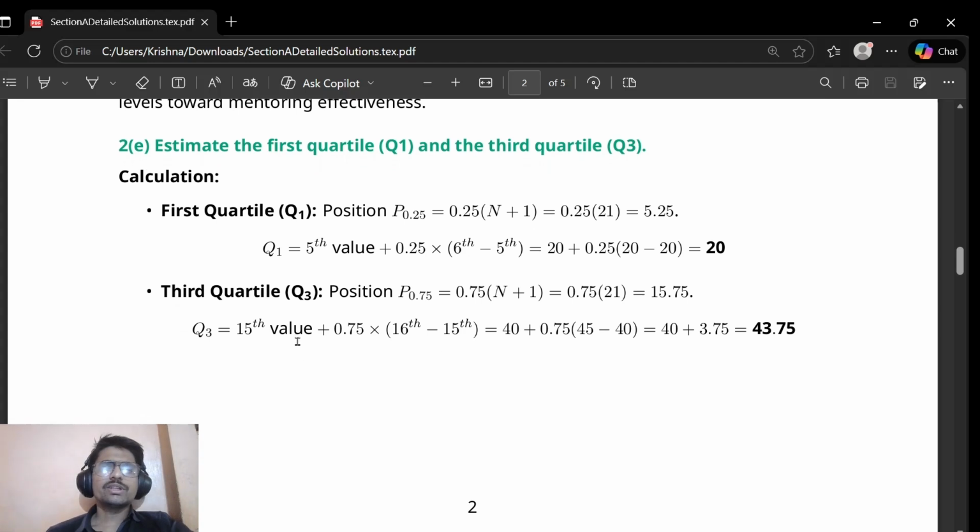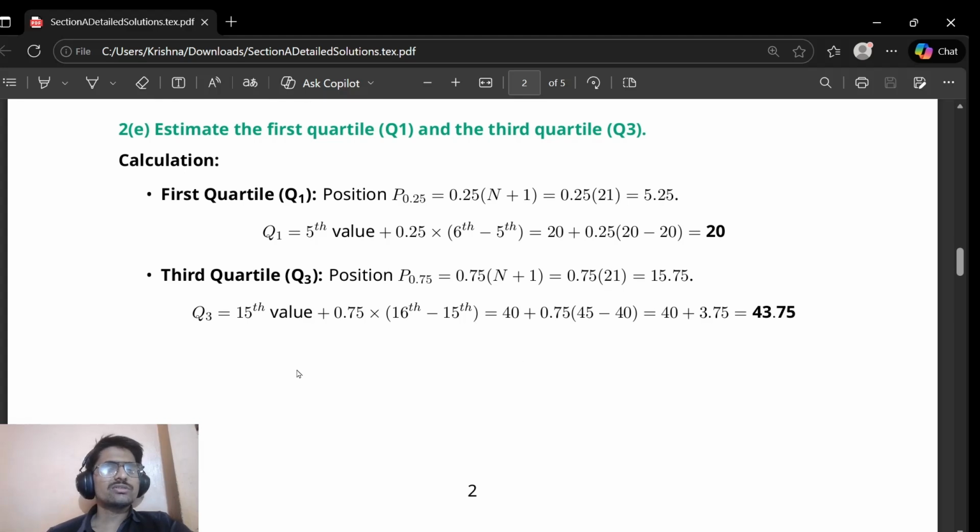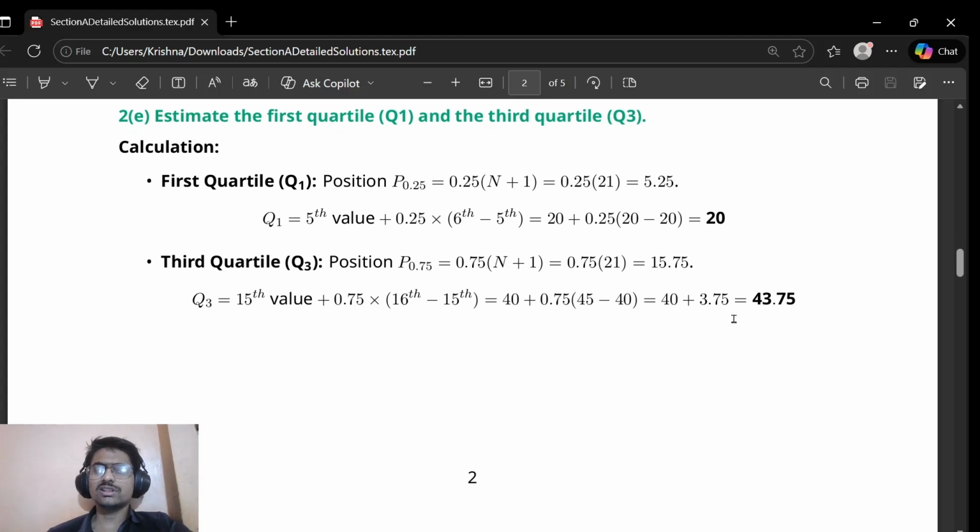Third quartile Q3, position P0.75, is equal to 0.75 times (n plus 1), which is 0.75 into 21, equal to 15.75. So Q3 is equal to the 15th value plus 0.75 times (16th minus 15th value), which is equal to 40 plus 0.75 into (45 minus 40), which is equal to 40 plus 3.75, equal to 43.75.